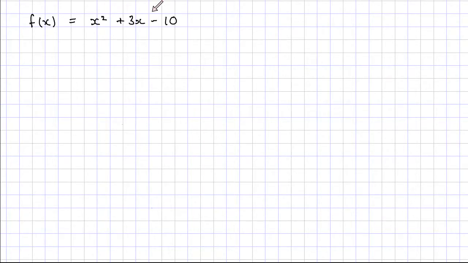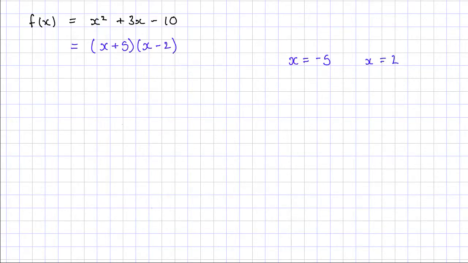I need to think of two numbers that multiply to give me minus 10, and when I add them I should get 3. Now those two numbers are 5 and minus 2, so I can write x plus 5 times x minus 2, and this is now factorized. Now also, if I wanted to solve this for, say for example, when this was equal to 0, I would say my solutions are x is equal to minus 5 and x is equal to 2.